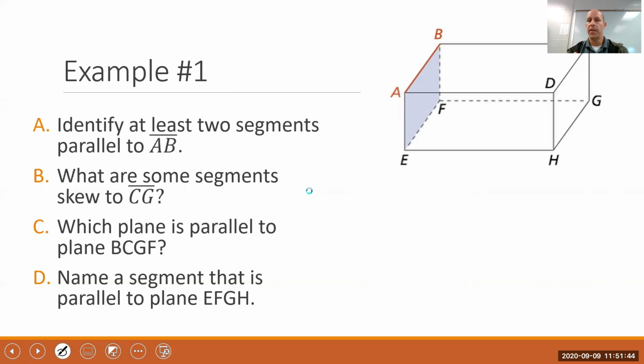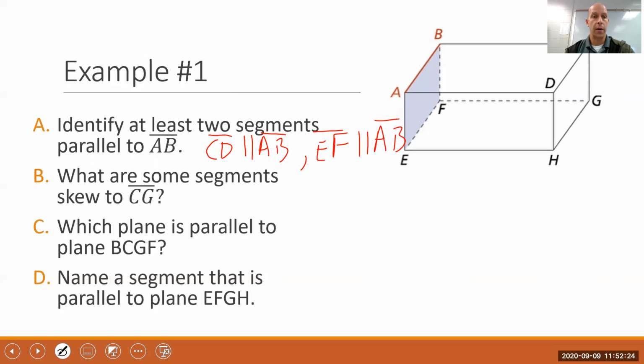We're going to make some assumptions here because you'll notice there are no double arrows. But I hope you would agree that segment CD is parallel to segment AB. You'll notice that both those segments are in the top plane and they appear to be parallel. We could also say, what would be another one? What if we think about that vertical plane there? What about segment EF? That would be parallel to AB as well, right? They are in the same plane and they do not intersect. So there's a couple of examples.